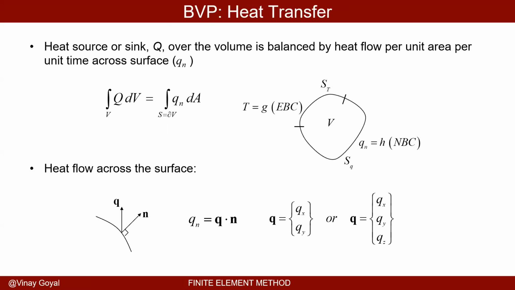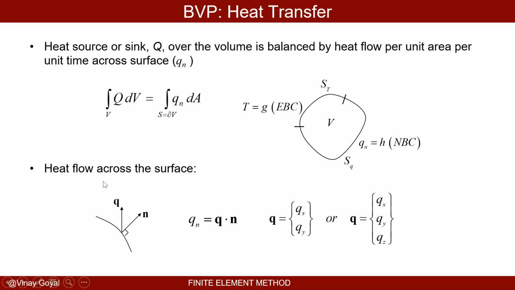I want to remind you, we went through these already, but I want to remind you a little bit about the heat transfer boundary value problem. If I have a heat source Q over this volume, we know it has to be balanced by the heat flow per unit area across the surface here. And so I have to have q_n dA over that surface, while Q is a heat source or heat sink within that volume, and that has to be equal because there has to be balance of energy there.